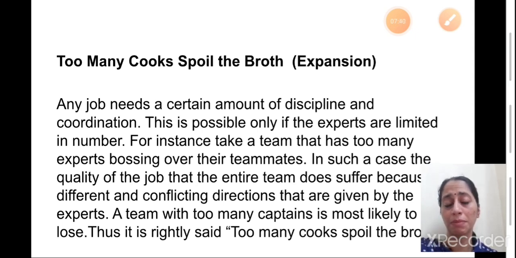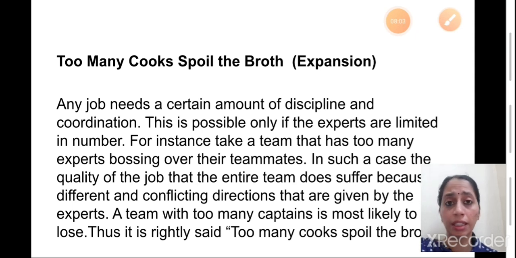No, every boss may have his or her opinion. Okay, contradiction again is bound to happen. Clear? In such a case, the quality of the job that the entire team does suffers because of the different and conflicting directions that are given by the experts.